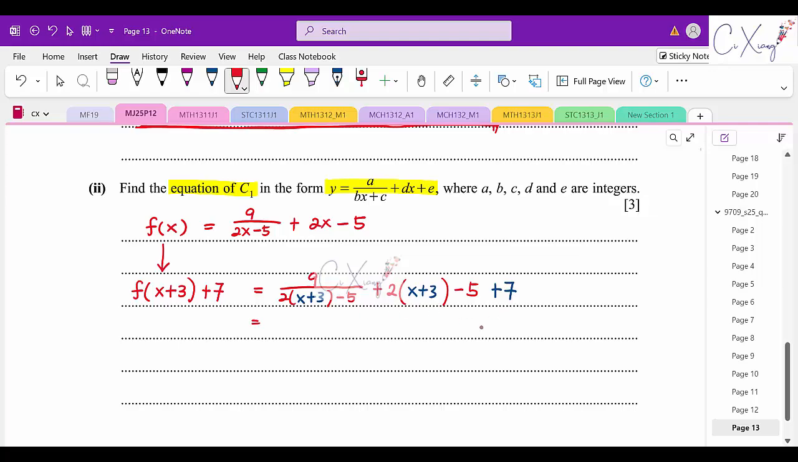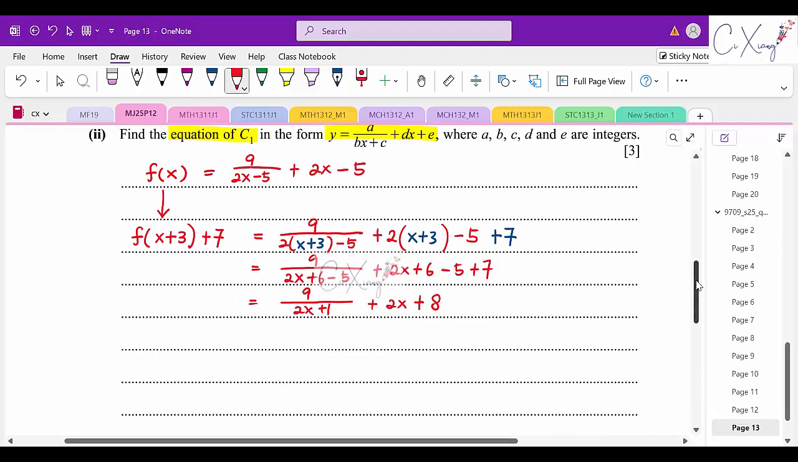But before that, I prefer to simplify it first before I continue. So I'm having 2x plus 6 minus 5, 2x plus 6 minus 5 plus 7. If you didn't make any careless mistake, your equation now becomes 9 over 2x plus 1, plus 2x, then plus 8.